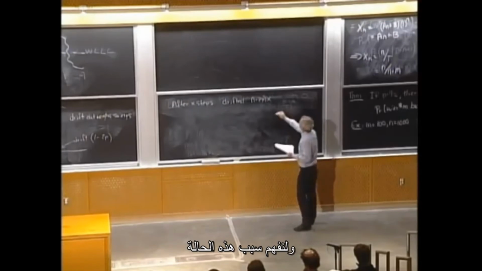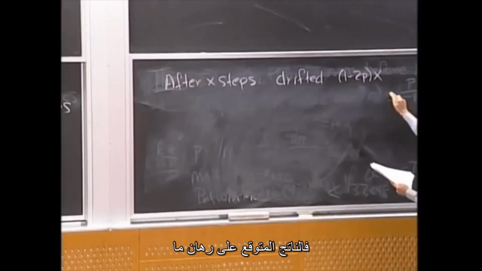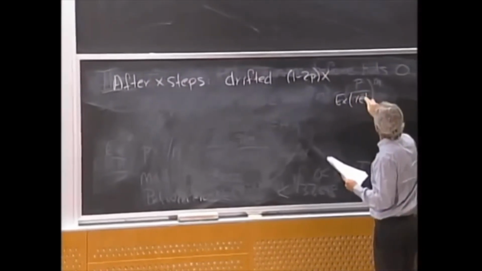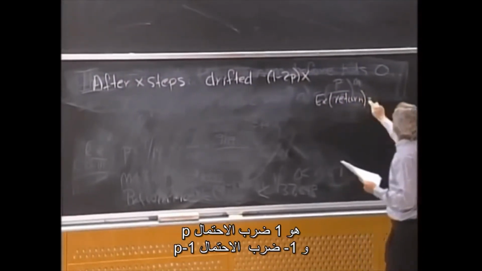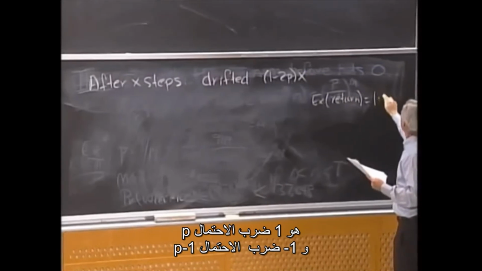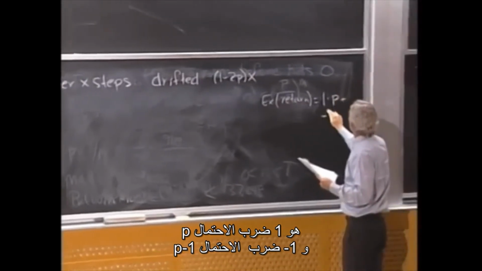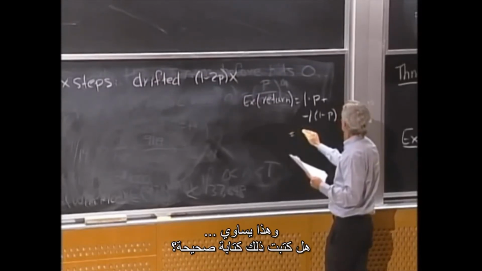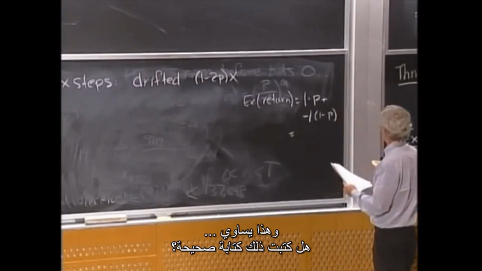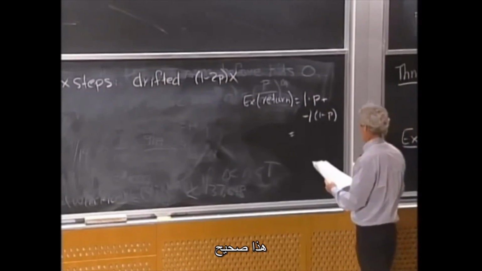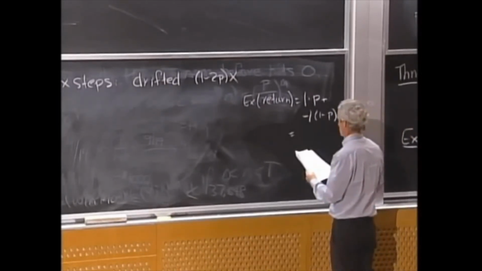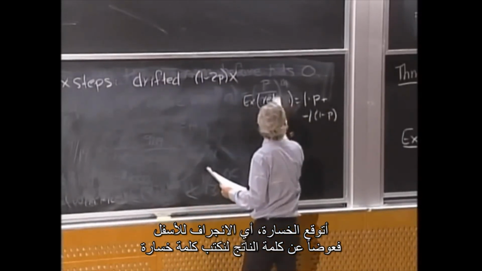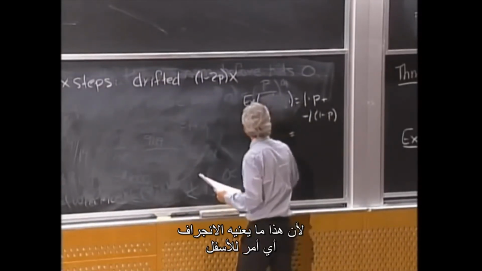Maybe we should just understand why this is the case. The expected return on a bet is 1 with probability p and -1 with probability 1 - p. Did I get that right? Oh, expected loss. I'm measuring the drift downward. So instead of expected return, let's do the loss, because the drift is a downward thing.